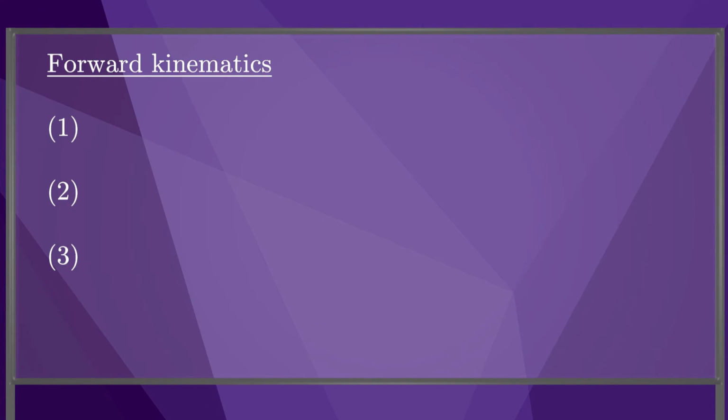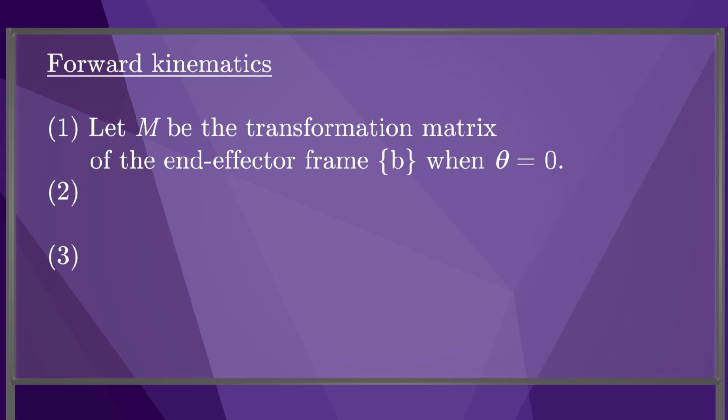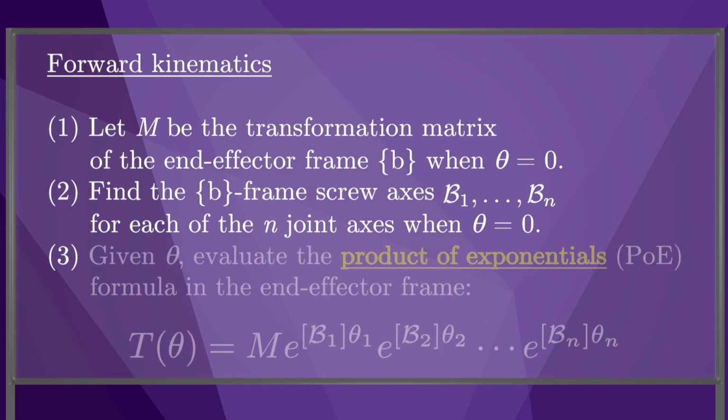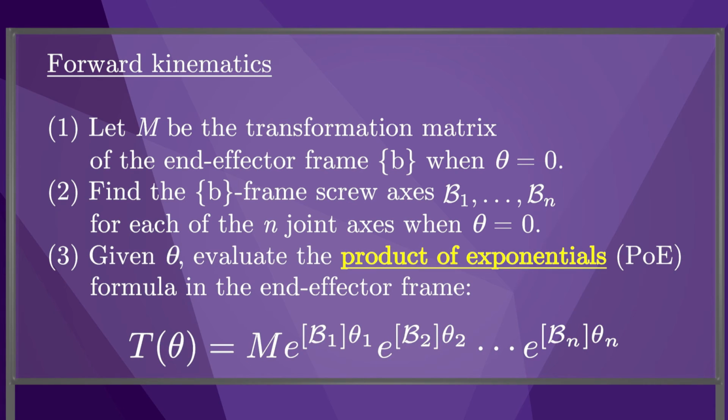In summary, we've derived a procedure for forward kinematics when the screw axes are expressed in the B frame. First, define the M matrix representing the B frame when the joint variables are 0. Second, define the B frame screw axes B1 to Bn for each of the n joint axes when the joint variables are 0. Finally, for the given joint values, evaluate the product of exponentials formula in the B frame.